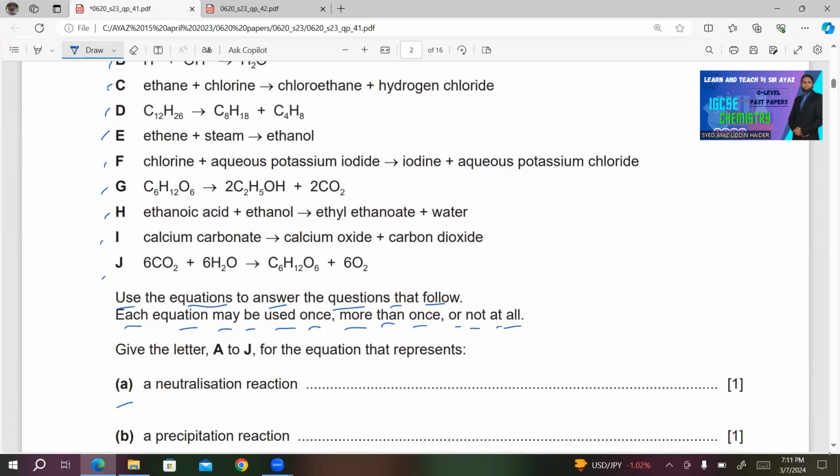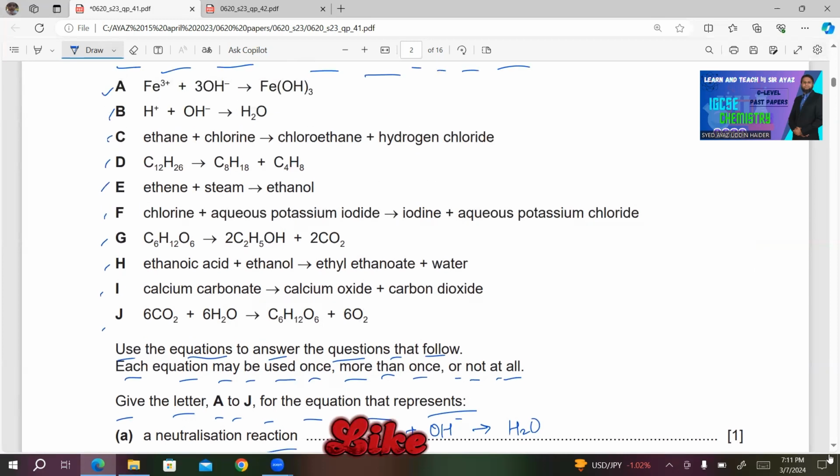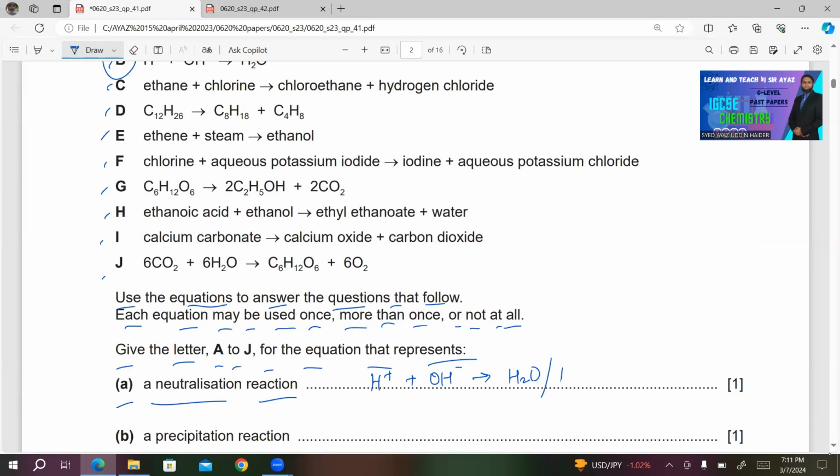A. Give the letter A to J for the equation that represents a neutralization reaction. Remember, a neutralization reaction involves the reaction between H positive ion and OH negative ion, and we will get H2O. So here we have B. So B will be the answer for this part.